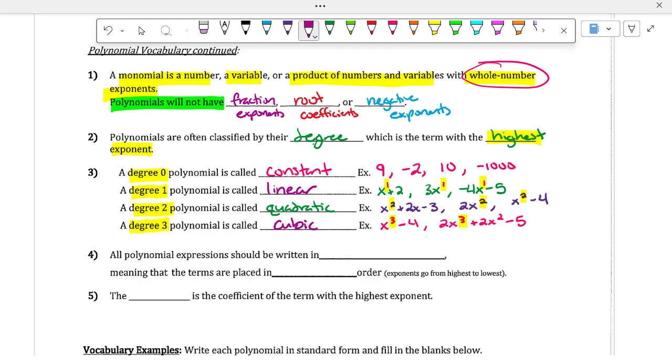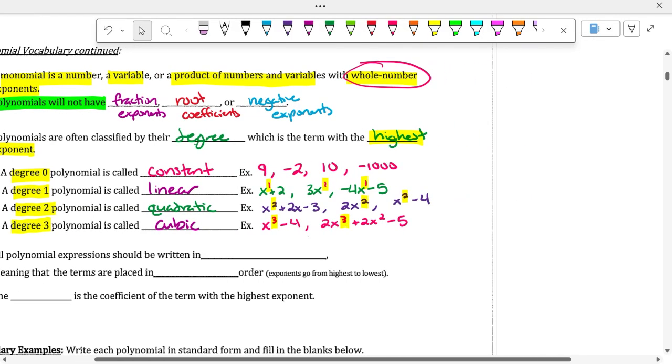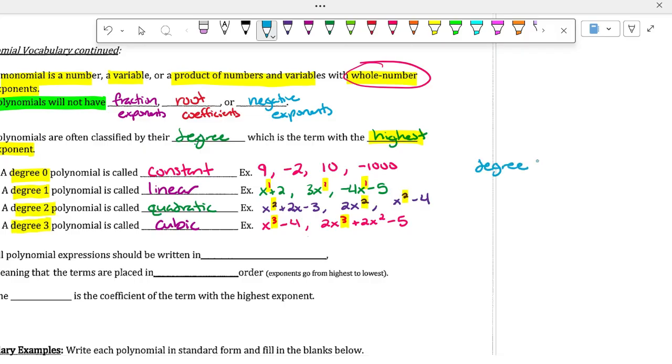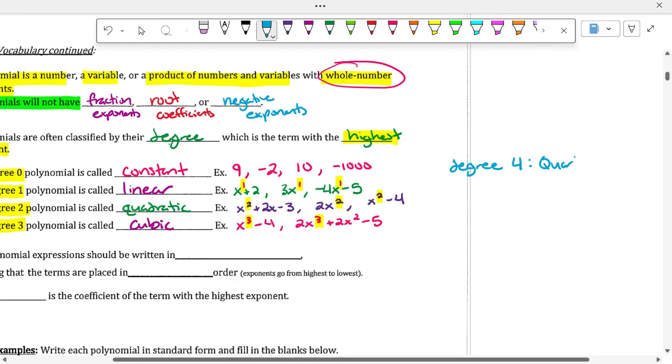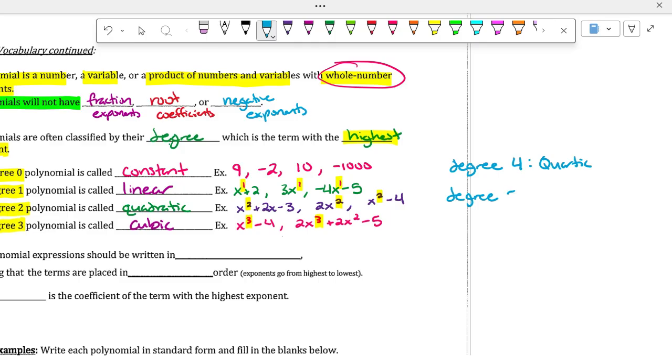So all 4 of these functions are considered polynomials: a quadratic function, linear function, cubic function. Now, a couple of other ones you may need to know. There's only 2 more. If it has a degree of 4, we call that a quartic. And if it has a degree of 5, we call that quintic. I'm just telling you this because it may pop up. So degree of 4 is quartic, degree of 5 is quintic.